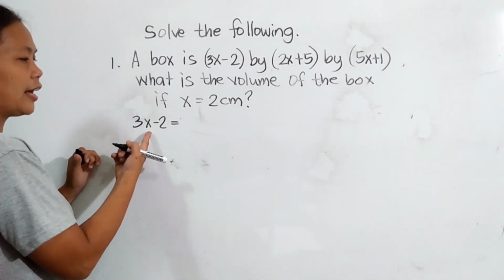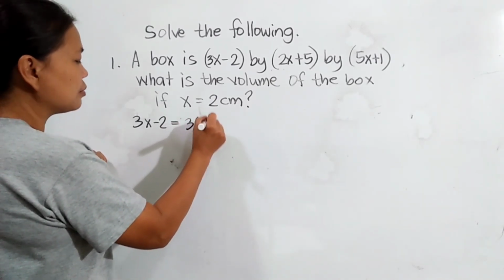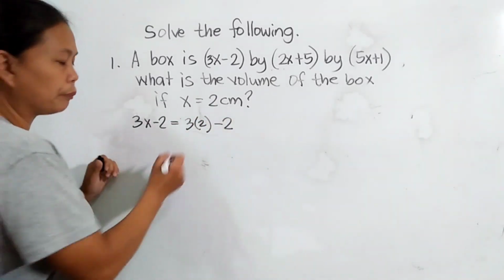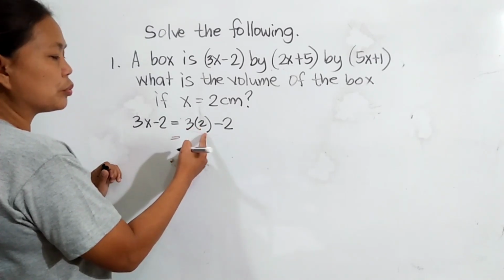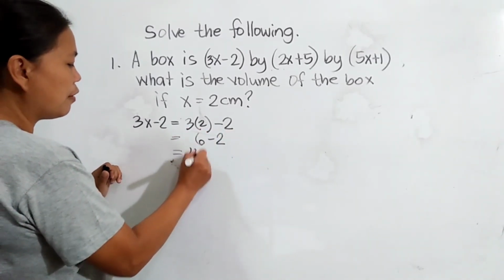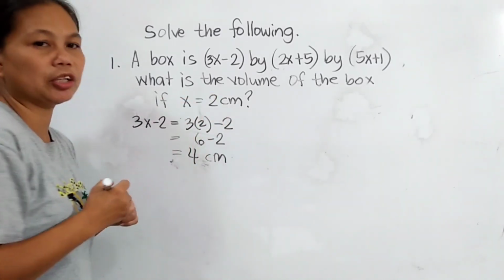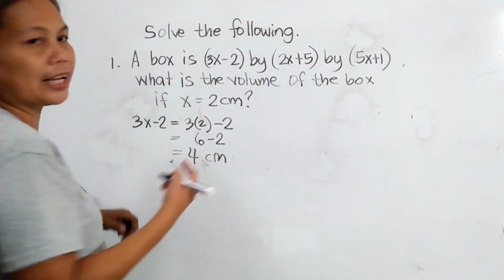So we substitute the value of x, which is 2, so it will become 3 times 2 minus 2. So we have here 3 times 2, which is 6, minus 2, which is equal to 4. So the first dimension is equal to 4 centimeters. Now let us have the second dimension.